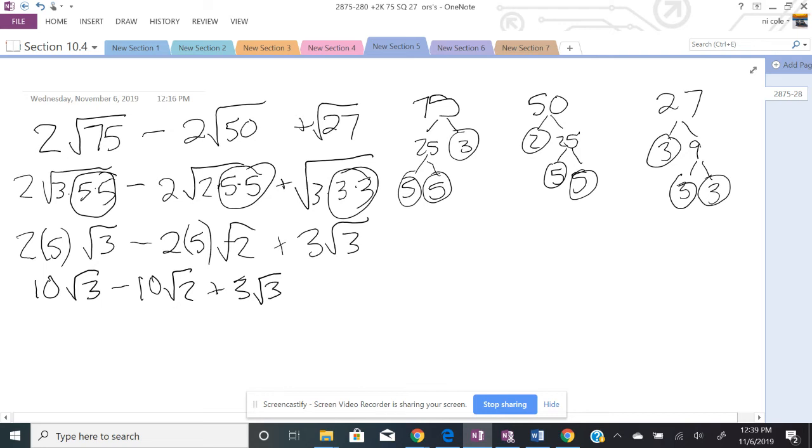of 3. Okay, and again, our radicals have to look exactly the same. So they're all square roots, but then the numbers or the variables inside have to be exactly the same. So only these two are like terms. So I have 10 plus 3, giving me 13 square roots of 3 minus 10 square roots of 2.